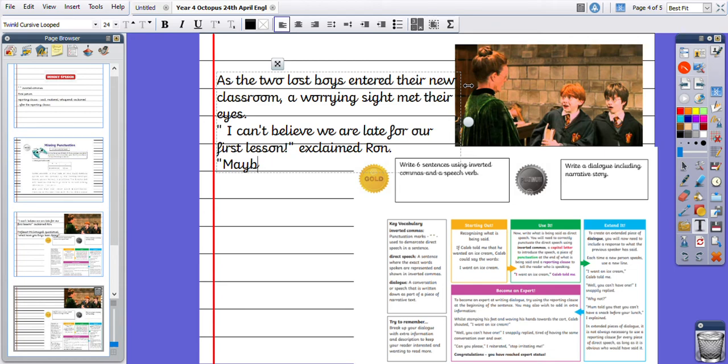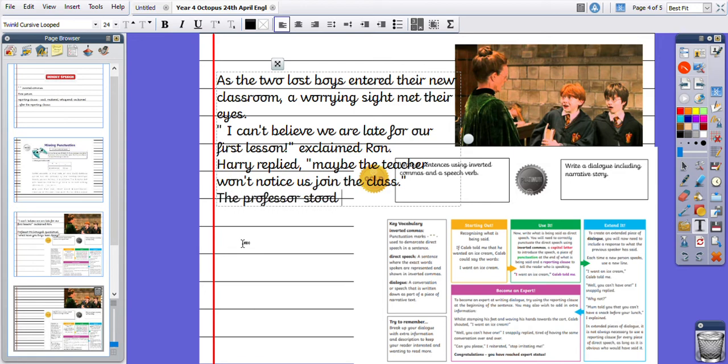Maybe I'm going to use my reporting clause first. Harry replied, "Maybe the teacher won't notice us joining the class." Then I need to put a little bit of narrative into my story to achieve platinum today. So I'm going to put the professor stood at the front of the class.